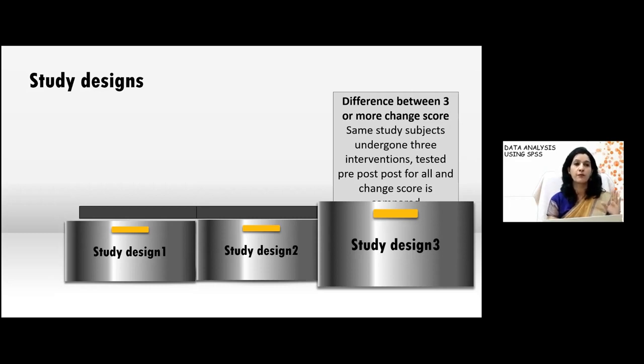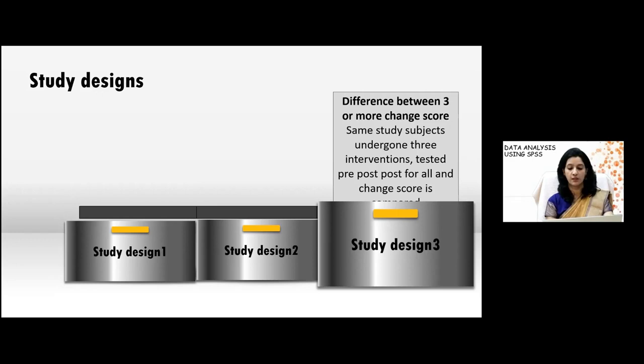So the command of repeated measure ANOVA is not through the comparison of means, because till now we have used analyze, and then in analyze compare means we have used the paired t-test, the independent sample t-test, and then the one-way ANOVA. But the command of repeated measure ANOVA is through general linear model. So again, assumptions are the same. You have to test for normality, you have to test for potential outliers, and then you perform this test.